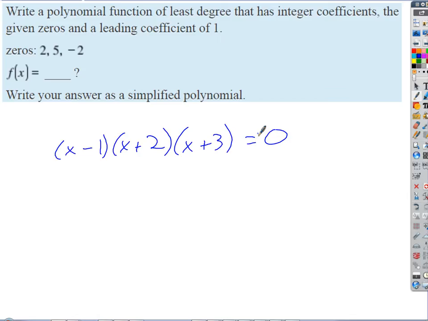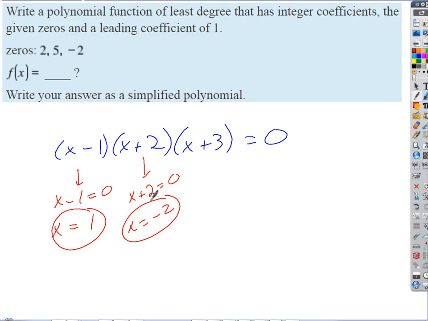What would the zeros be that would go with those factors? Not x plus 1, you mean x equals 1, right? If I set x minus 1 equal to 0 and solve, I get x equals 1, and there's one of my answers. If I set this one equal to 0, I subtract 2 from both sides and get x equals negative 2, my second answer.